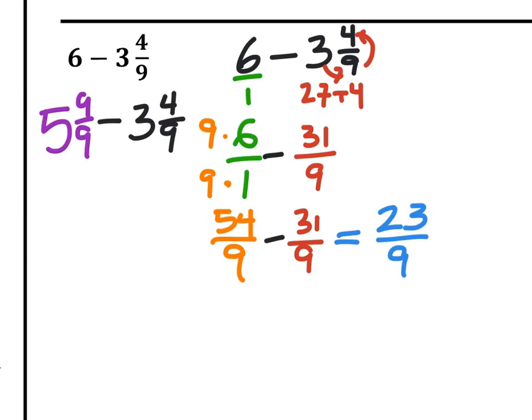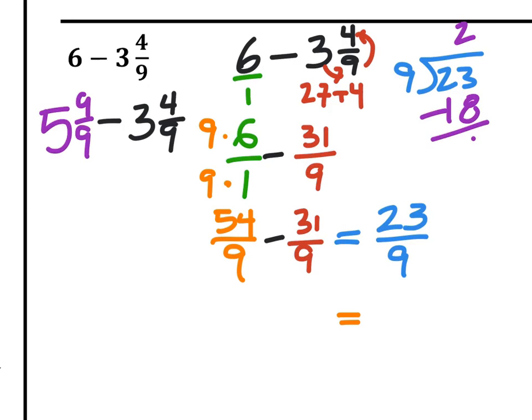Now again, you could use long division on this one. We'll show it here. 23 divided by 9. Hopefully you know 9 goes into 23 2 times, which would be 18. Subtract, and we have 5 remaining, right? So this ends up being 2 with a remainder of 5 out of 9 parts. And that worked really well, right?